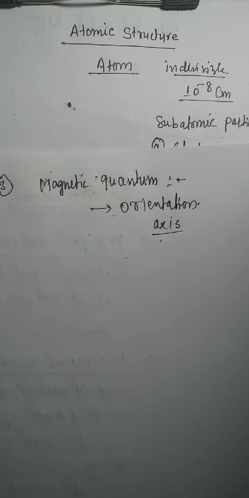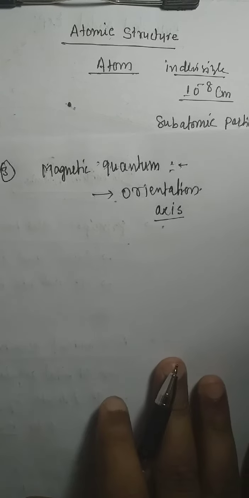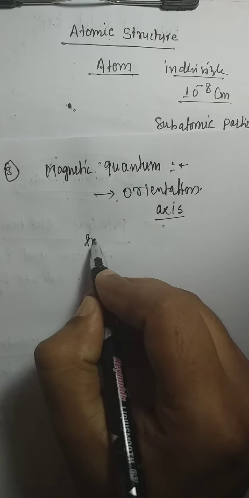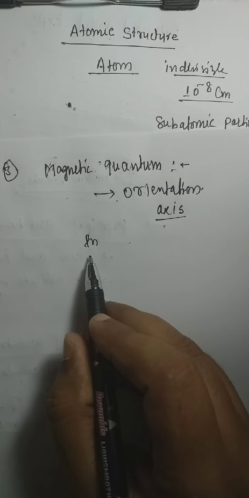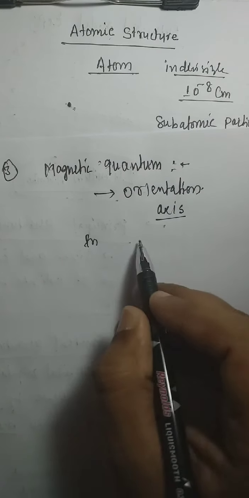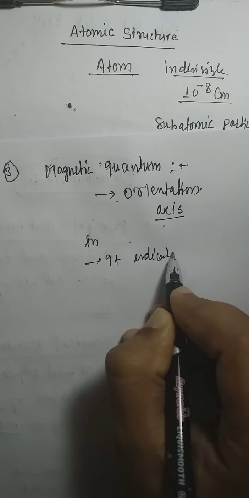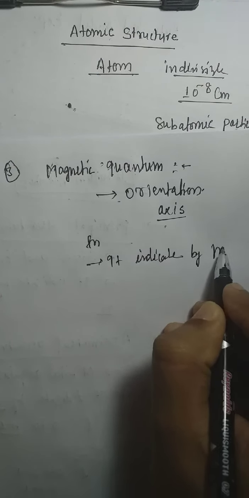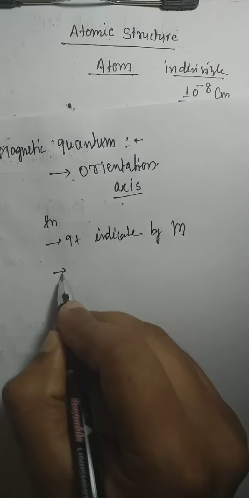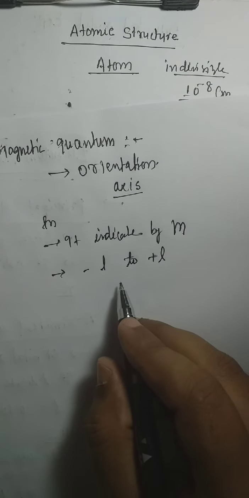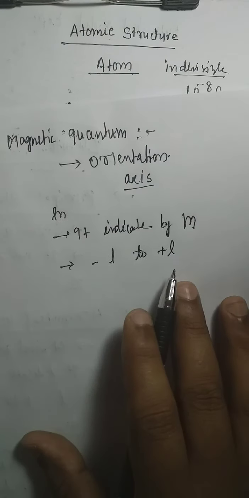This quantum number specifies along which axis any one orbital is going to be lying, and its value is indicated by a lowercase m. Its value is minus l to plus l. Memorize this. Minus l to plus l is its value. You have to write this value.